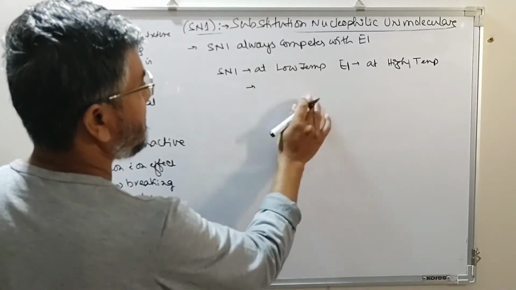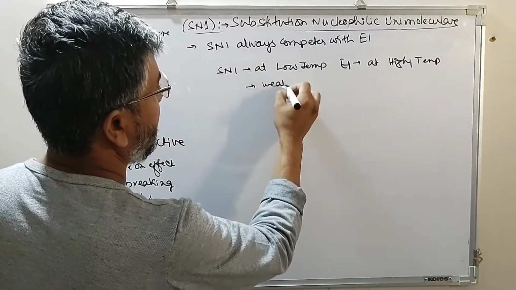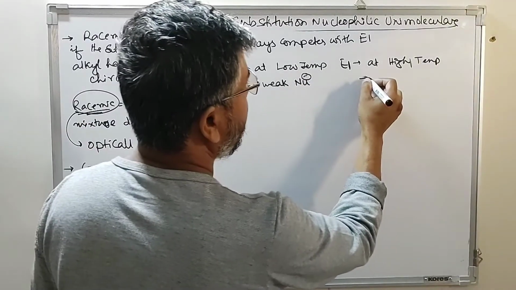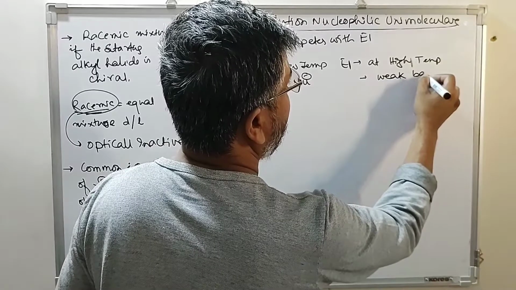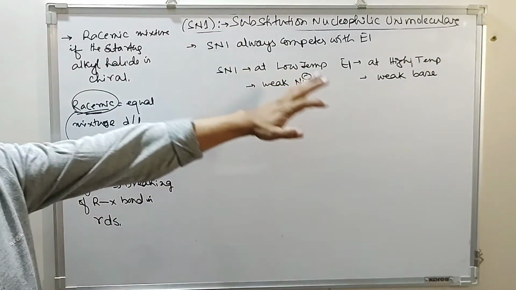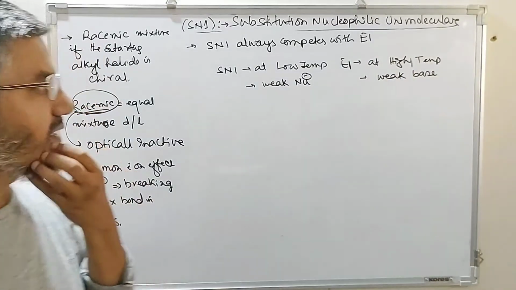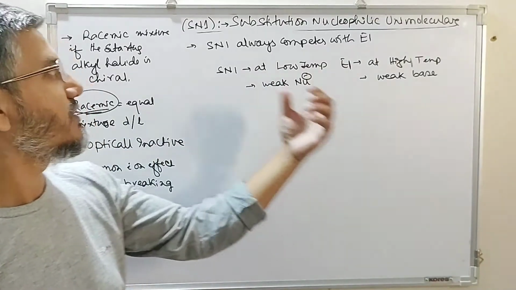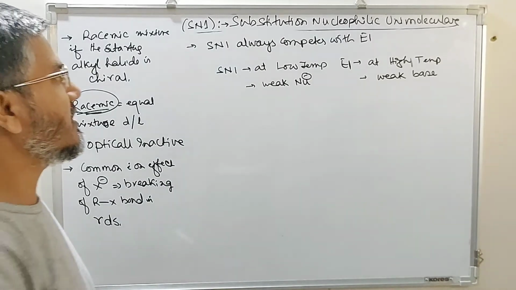SN1 requires a weak nucleophile, whereas E1 requires a weak base. So SN1 requires a weak nucleophile, whereas E1 requires a weak base. So by changing the nucleophilicity or basicity, we can change the quantity of SN1 or E1. So this thing has to be kept in mind.